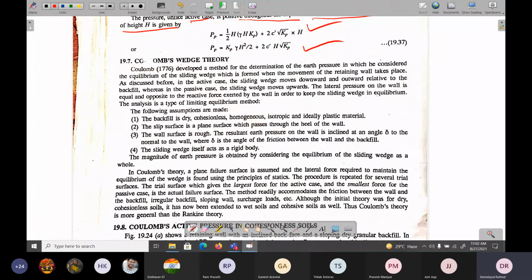So this thing I studied long back only, when I myself wrote the GATE. So this is Coulomb's theory, Coulomb's wedge theory. He has considered a wedge. He also made some following assumptions.